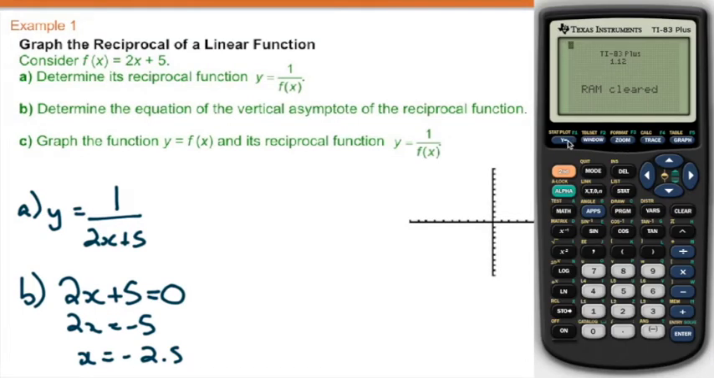C, graph this out. I want a graph of the original function and the reciprocal. We'll do those separately just to make it look a little nicer. So original function was 2x plus 5. We'll graph that, and we'll sketch it out. Looks about like that.